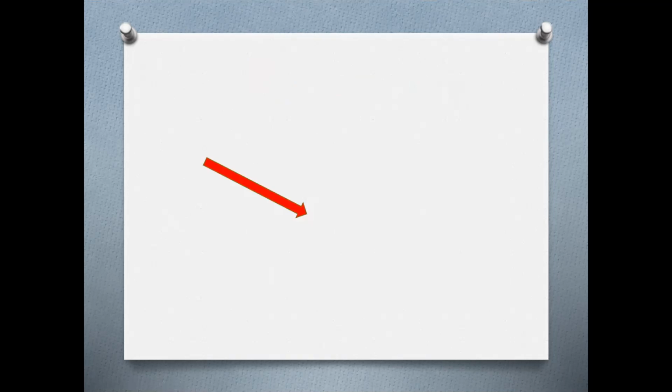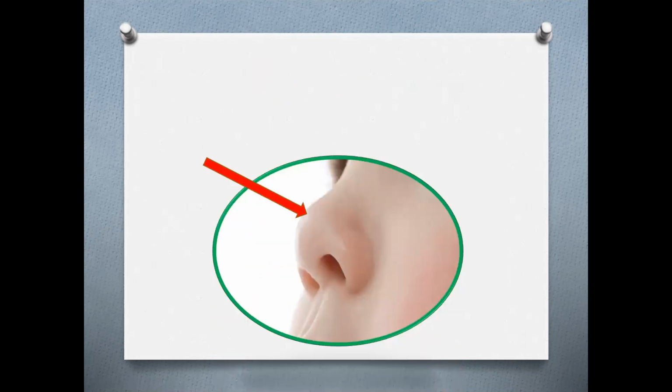Next, what picture is this? Oh, very good. Good understanding. This picture of nose. The spelling is N-O-S-E. Read nose. You can also read Thai, see that this picture and understand more.